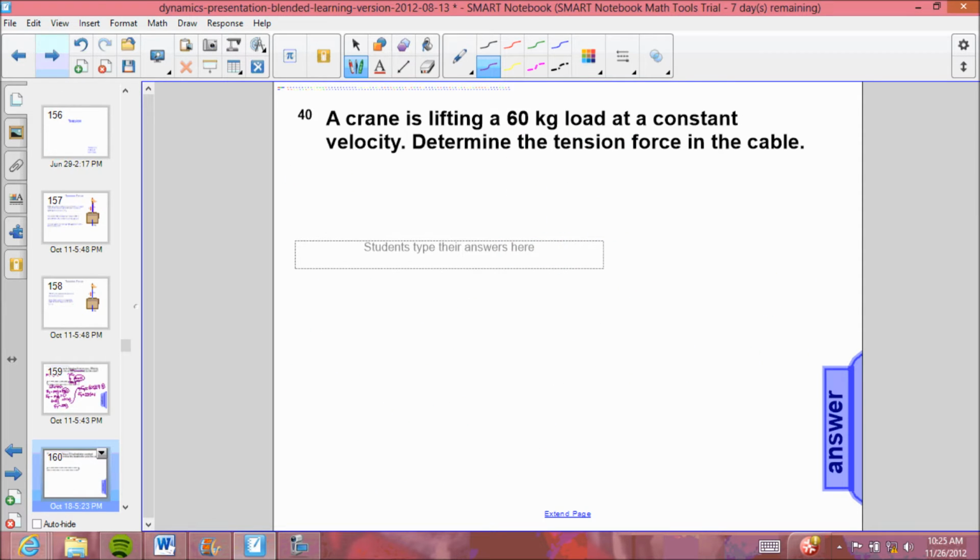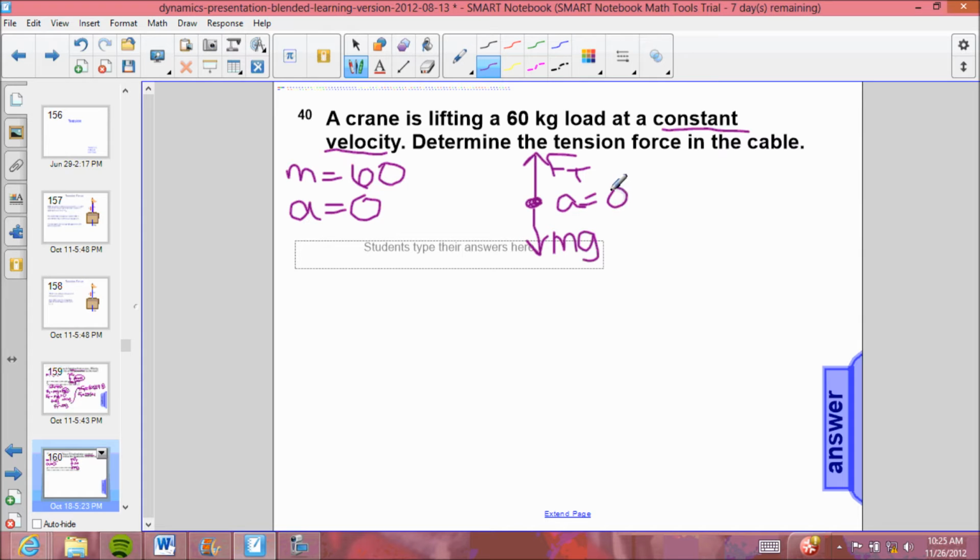All right, next one. A crane is lifting a 60-kilogram load at a constant velocity. Determine the tension force in the cable. So again, for this one, we've got our mass, which is 60. And it says we have a constant velocity. So remember, when you have a constant velocity, our a is going to be 0 because it's not accelerating, it's staying constant. So now we draw our free body diagram. We've got tension force up because the crane is lifting it up. Mg is always down. And our a equals 0.